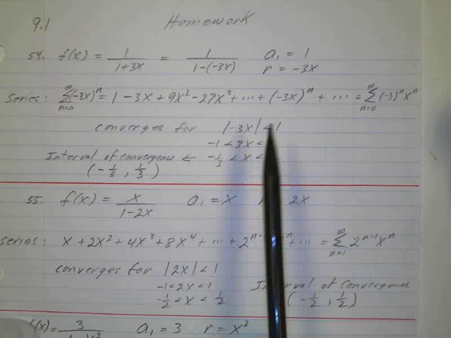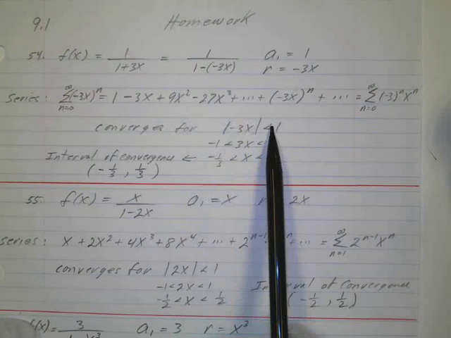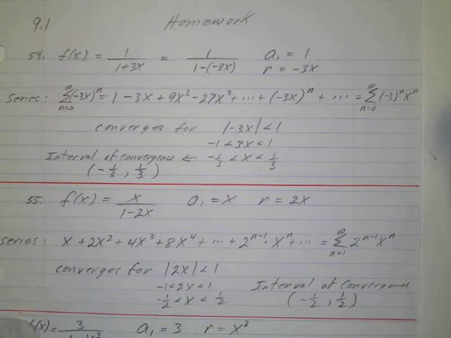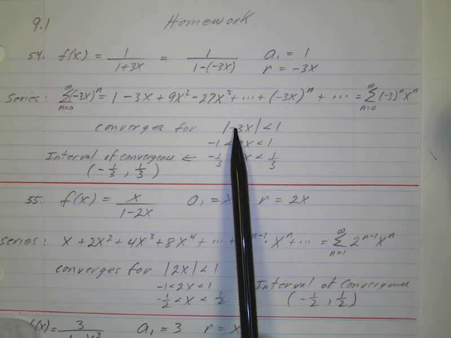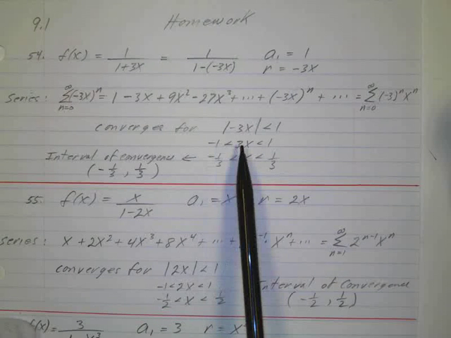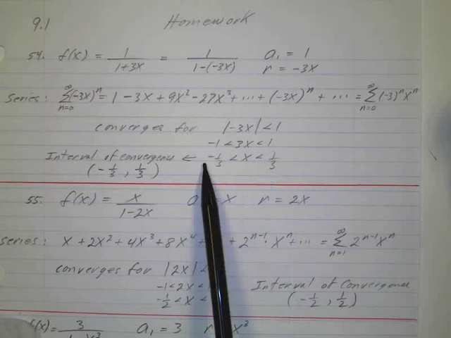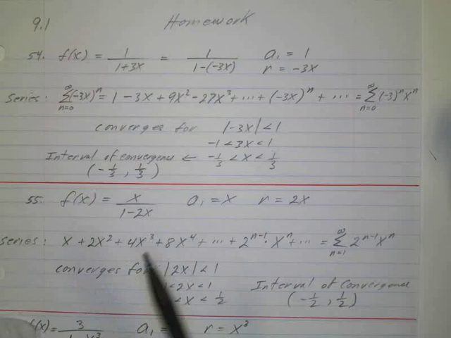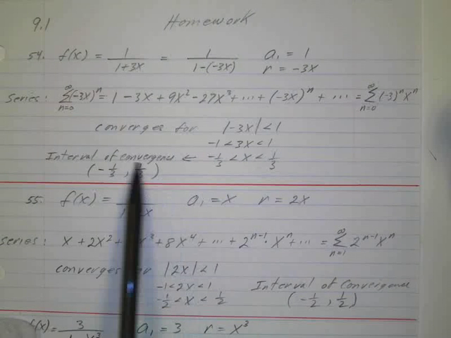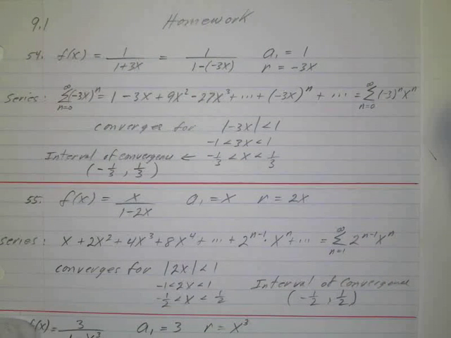So this converges when the absolute value of r is less than 1. The minus sign comes out, that won't make any difference because the absolute value of negative 1 is 1. So we just have 3x between negative 1 and 1, and divide by 3. So we get x is between negative 1/3 and 1/3. So that's your interval of convergence. Okay.